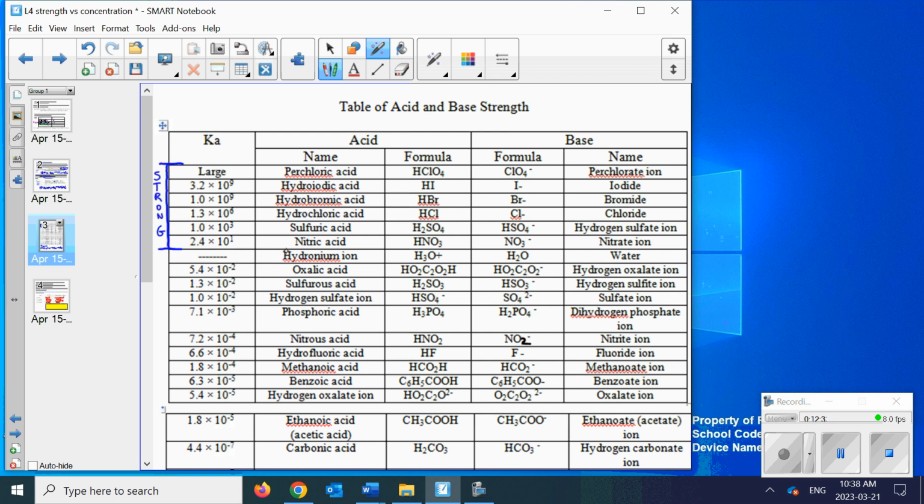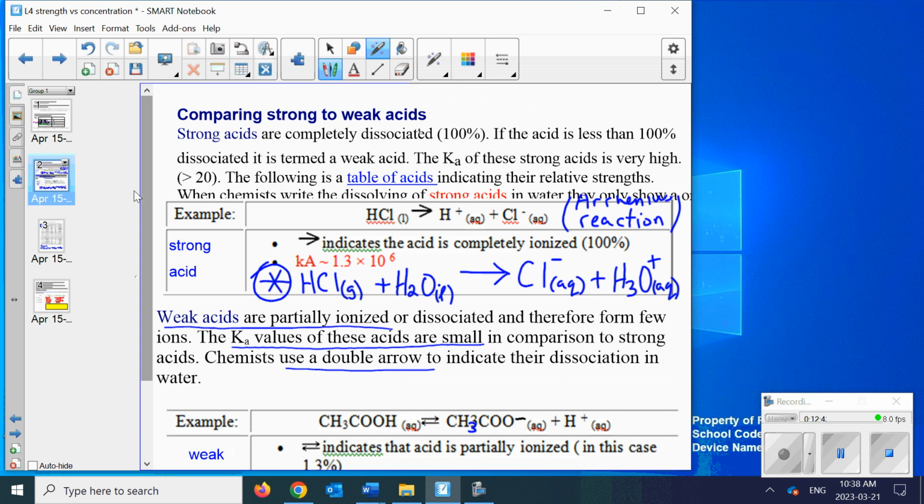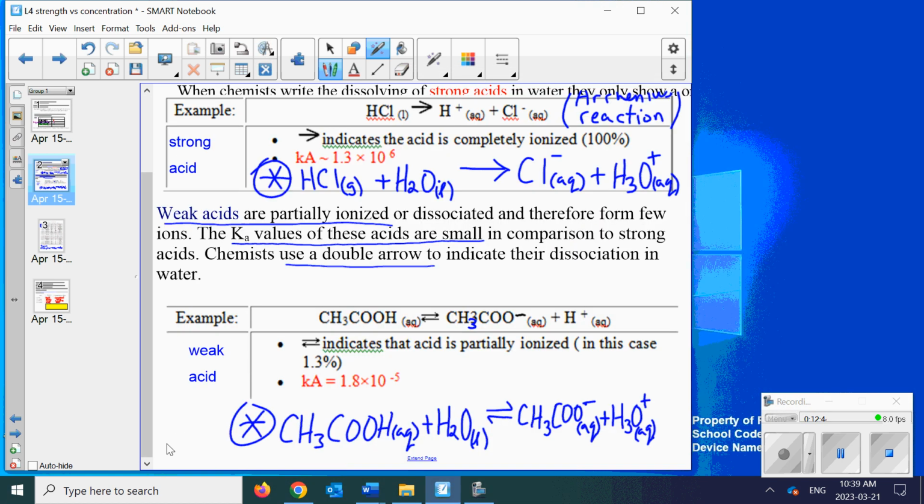So those ones are strong. Everything else will be considered weak, and it's only because of their Ka values. They're still dangerous. Why? Weak acids just mean it has a low K value, which means it's an equilibrium. The other Ka values are so high that we just write a one-way arrow. That's all I need you to get out of that, but I need you to have it.